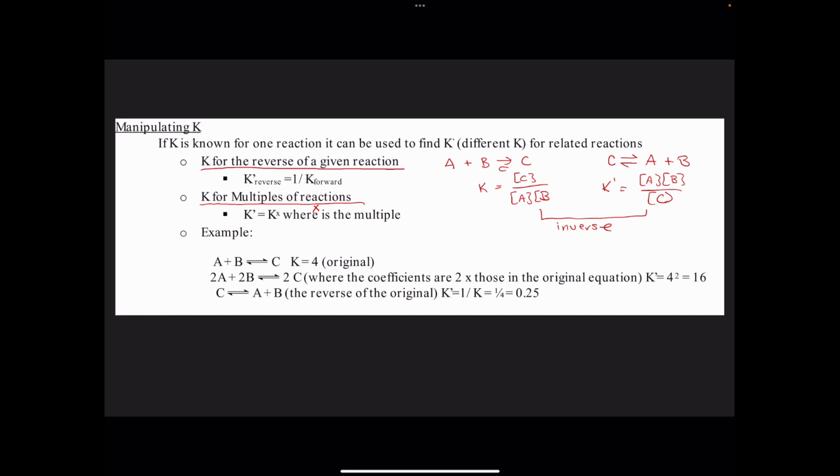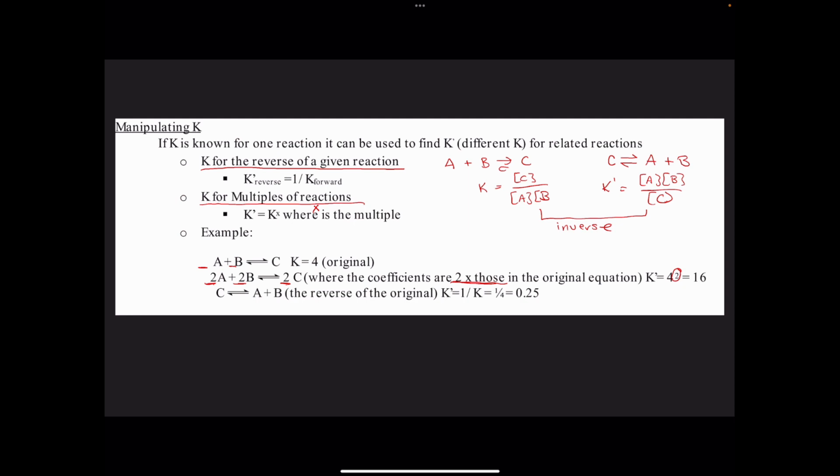2A plus 2B produces 2C. Notice here the coefficients are 2 times the original. So this is what we mean by a multiple. The coefficients are a whole number multiple of the original reaction. So these are 2 times the original equation. So that means we're going to do K squared.